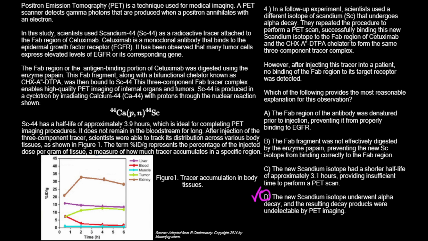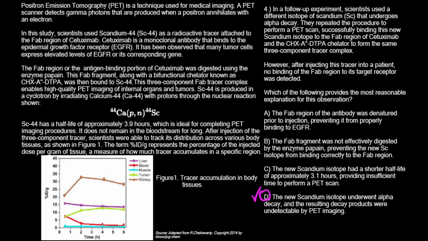Question number 4 was a bit long, and it says in a follow up experiment, scientists used different isotopes of scandium that undergoes alpha decay. They repeated the procedure to perform a PET scan, successfully binding this new scandium isotope to the Fab region of cetuximab and the CHXA DTPA chelator to form the same three component tracer complex. However, after injecting this tracer into a patient, no binding of the Fab region to its target receptor was detected. Which of the following provides the most reasonable explanation for this observation?